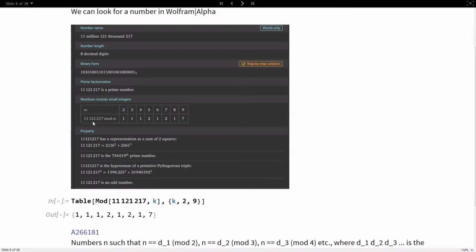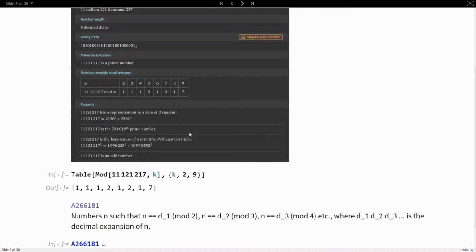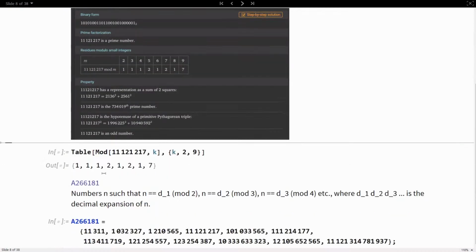And it turns out we always give the residues of a number. And when you do that for 11121, the residues in the various moduli are 111. It's a self-reflective modulus number, and we can check that by looking at the moduli 2 to 9, and we get the same digits.